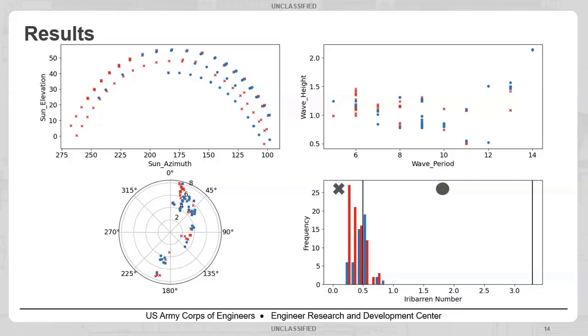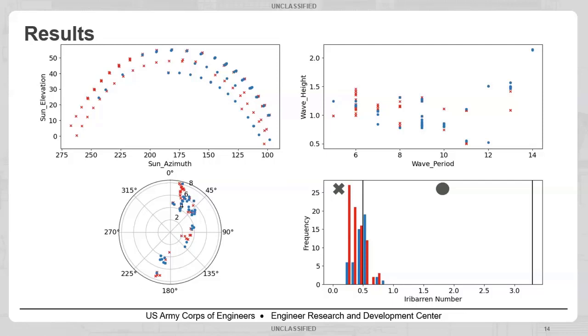But when we considered the Iribarren number, we did start to see another slight trend appear right there. When we were categorizing them as spilling versus plunging, with the spilling we have lots of inaccurate masks, whereas with the plunging we start to have better accuracy. Specifically, when we're looking at the spilling waves, 31% of those were bad quality, whereas with the plunging we had about 56% good quality. So it was almost twice as accurate.